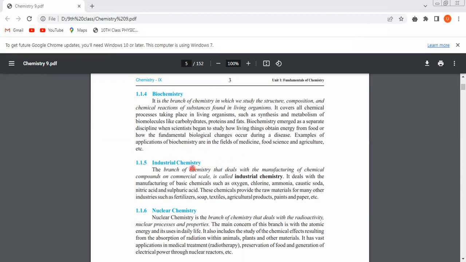Industrial chemistry. The branch of chemistry that deals with the manufacturing of chemical compounds on commercial scale is called industrial chemistry. It deals with the manufacturing of basic chemicals such as oxygen, chlorine, ammonia, caustic soda, nitric acid and sulfuric acid. These chemicals provide the raw material for many other industries such as fertilizers, soap, textiles, agriculture products, paint, and papers, etc.